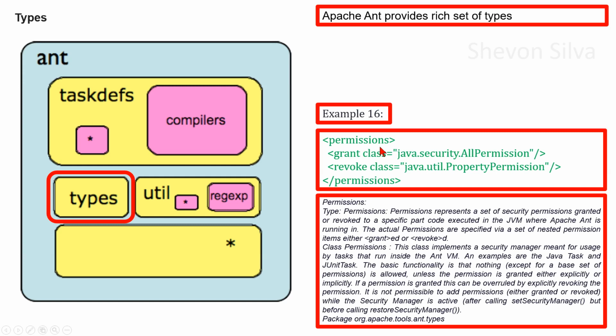This is in the package org.apache.tools.ant.types. Here grant all permissions to the code except for those handling properties.